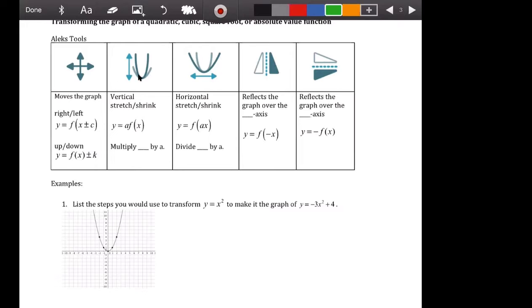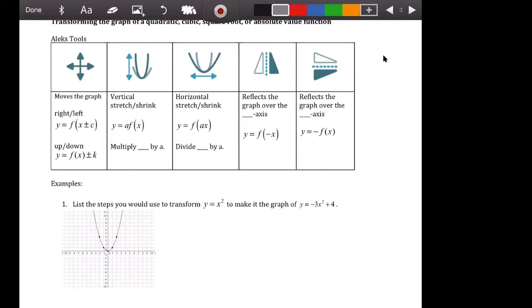And these are all the tools that ALEKS will give you to create your new graph. So let's fill in these blanks first. They already gave this one to you. Remember, if inside with the x it says -2, for example, you're going to go 2 units to the right. If it says +2, you'll go 2 units to the left. Outside of the parentheses, if it says -2, you go down. If it says +2, you go up.